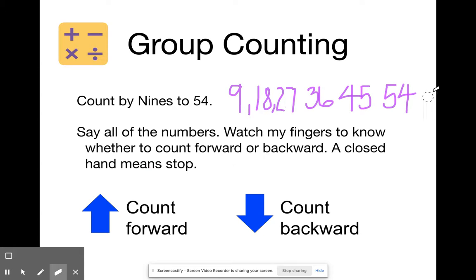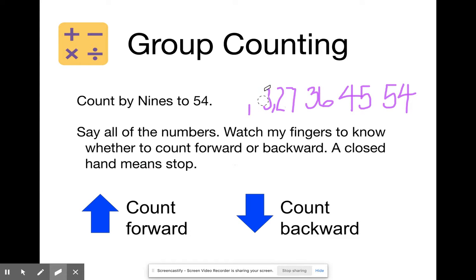Okay, now we're going to try this backwards. Everybody, starting with 54, going all the way to 9. 54, 45, 36, 27, 18, 9.